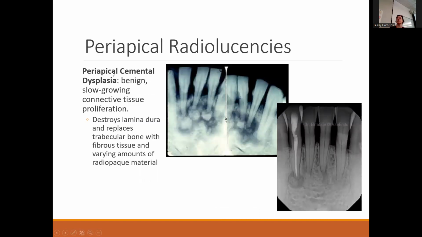Periapical radiolucencies, this is periapical cemental dysplasia. So we have sort of a strange thing happening with the cementum in the bone. Slow growing connective tissue proliferation destroys the lamina dura and replaces trabecular bone with more fibrous tissue. So I'm wondering if you'd have more mobility, like you've lost the stability of the bone and it's replaced with fibrous tissue. That doesn't seem very stable to me. In varying amounts, it'll show up as this sort of radiolucent and radiopaque look. You can see how it can manifest different ways on different people. This looks super extreme, and this not so much, but they also have periodontal disease too.